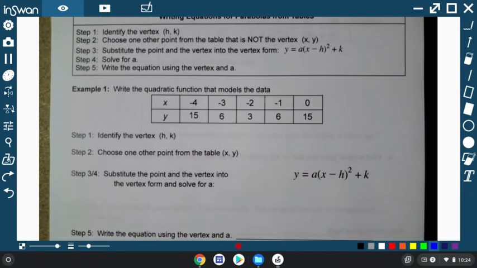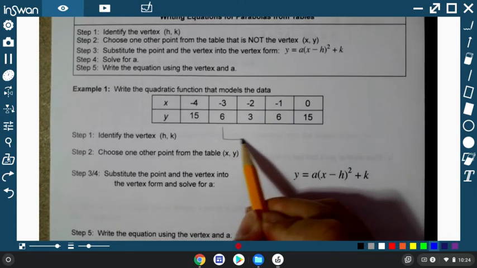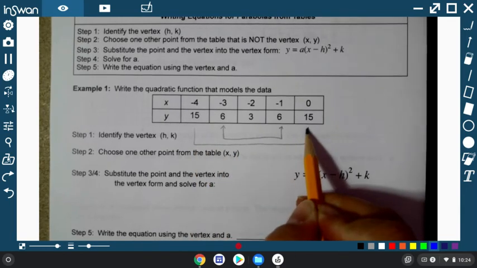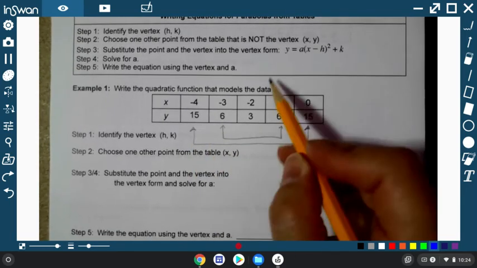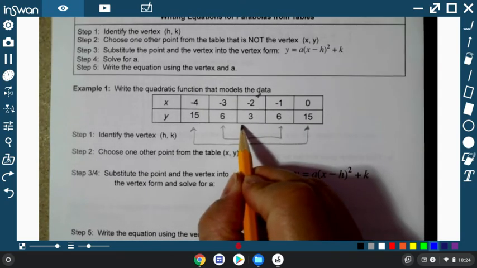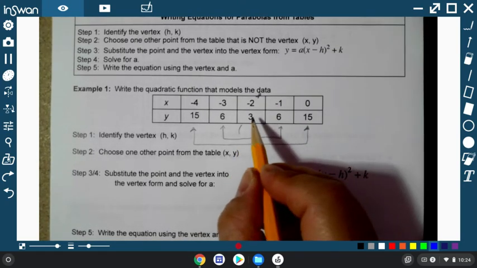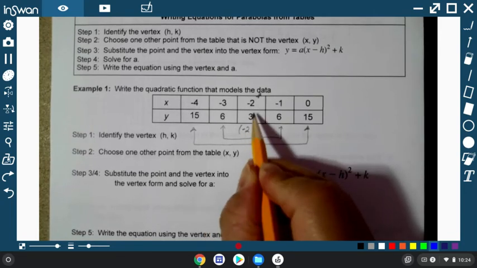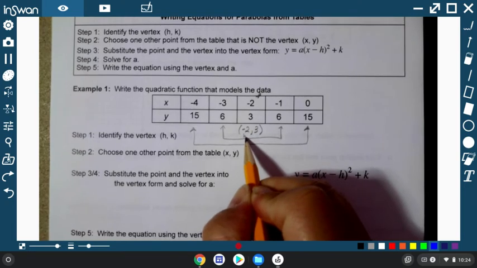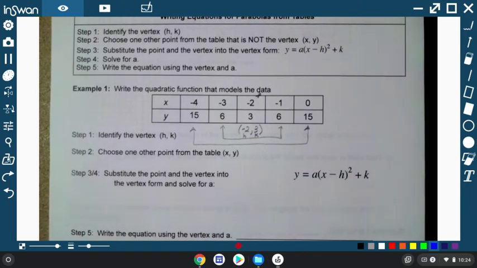So for this problem, first thing to identify is where is the vertex. Look at the y values. You want to find where it's repeating, and I could see that 6 and 6 here is repeating, and also 15 and 15 here is repeating, okay? So this right here is our vertex. I would recommend writing it side by side. So my vertex is going to be -2 is the x value, and the y value is 3. So that's going to be my h and my k.